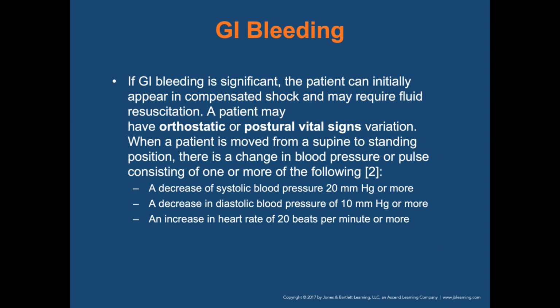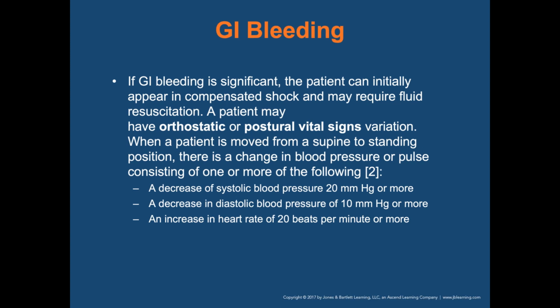All right, so if the GI bleeding is significant, the patient can initially appear in compensated shock and may require fluid resuscitation. A patient may have orthostatic vital sign variation. When a patient is moved from the supine to standing position, there is a change in blood pressure or pulse consisting of one or more of the following. A decrease in systolic blood pressure of 20 millimeters of mercury or more, a decrease in diastolic blood pressure of 10 or more, and an increased heart rate of 20 beats per minute or more.